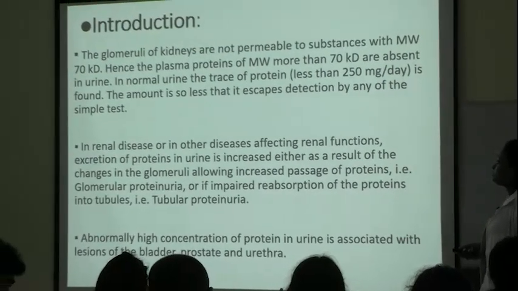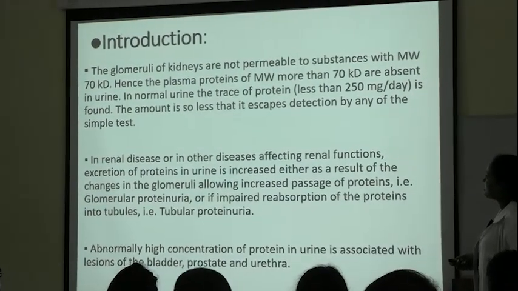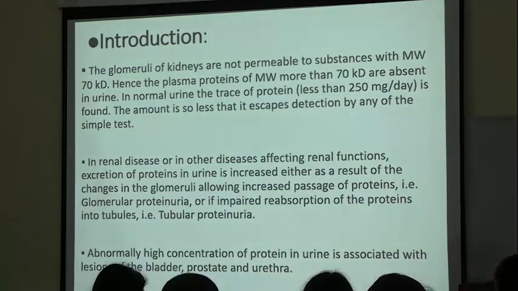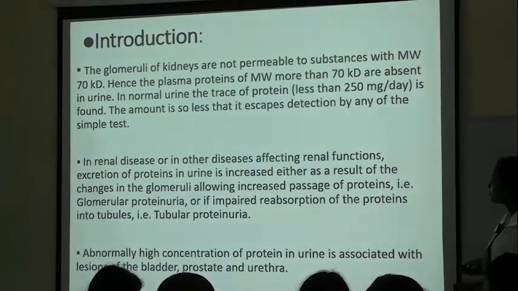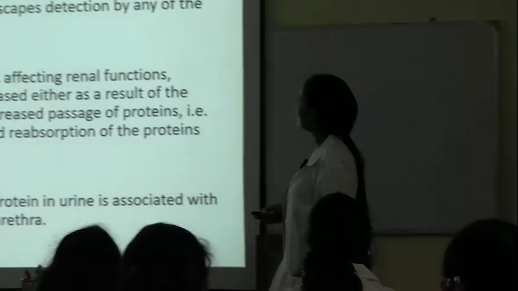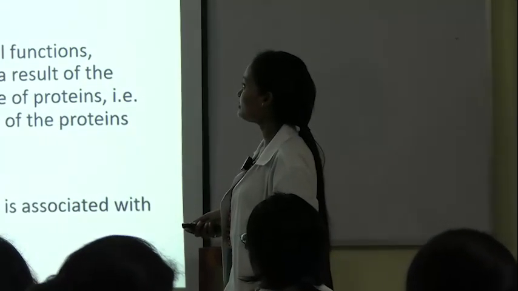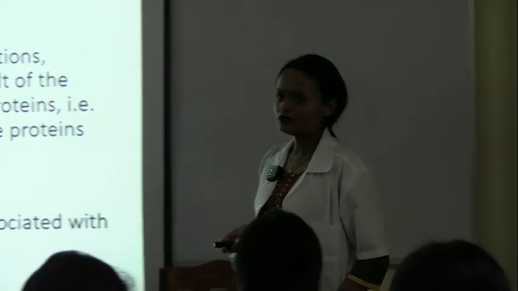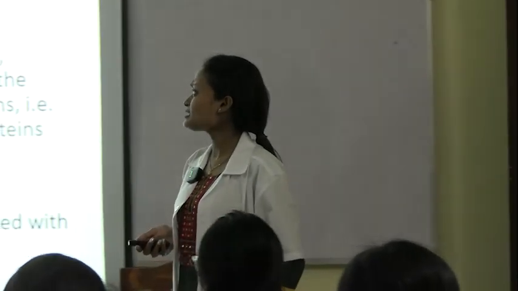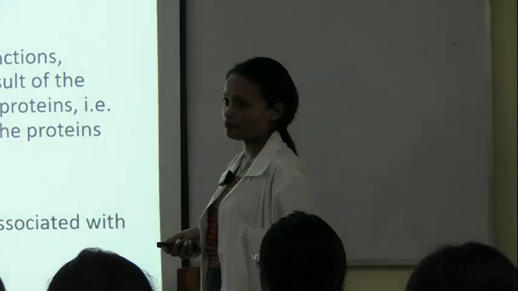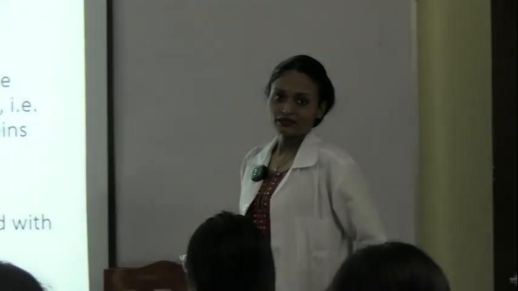So in introduction, the glomeruli of kidneys are not permeable to substances with a molecular weight of 70 kilodalton. Hence, the plasma proteins of molecular weight more than 70 kilodalton are absent in urine. In normal urine, traces of protein may be found. The amount is so less that it escapes detection by any of the simple tests. Okay, understood?